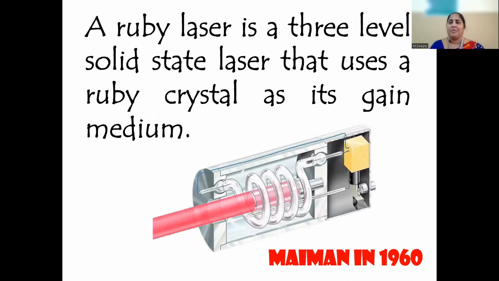I am an associate professor in physics, Department of Applied Sciences and Humanities, SESI Institute of Technology and Engineering. Today, I am here to discuss the ruby laser. It is the first solid-state laser. It was discovered by Maiman in 1960, and it is also a three-level laser system and a solid-state laser. Here we use the ruby rod as our gain medium, that is, for the laser output.